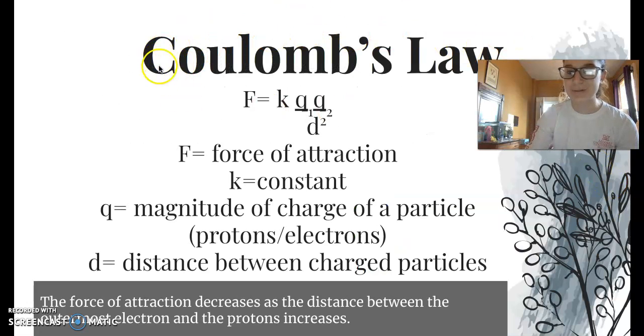Coulomb's law is something that will show up again and again, and it basically describes a force of attraction and how strong that force of attraction is. So k is just a constant, and then the value q is the magnitude of charge of a particle. In most cases we're talking about protons and electrons. d is the distance between charged particles. Sometimes d can be replaced with r, which is the radius of the atom. But this Coulomb's law can be used to make predictions about the forces of attraction between electrons and the nucleus.